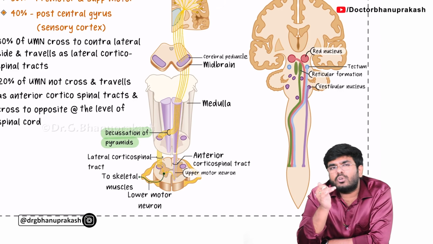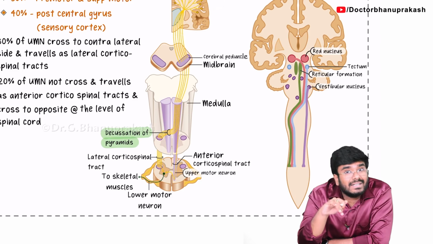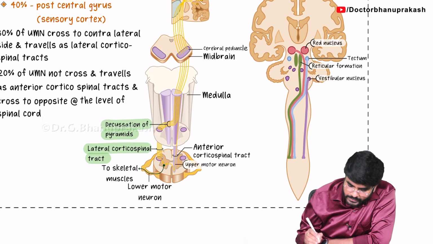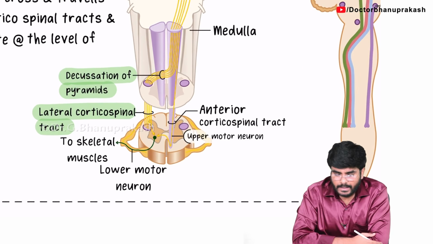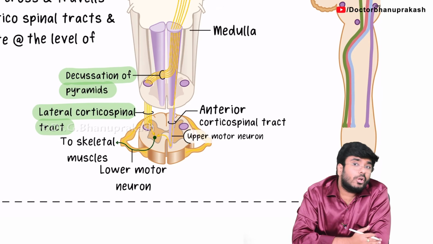They are entering into which column of the spinal cord? They are entering into the lateral column of the spinal cord. So they are called lateral corticospinal tracts. That's why I have written here lateral corticospinal tracts. So now tell me, what is the first type of descending tract that we are discussing? It is the corticospinal tracts. In corticospinal tracts, the first subtype is the lateral corticospinal.